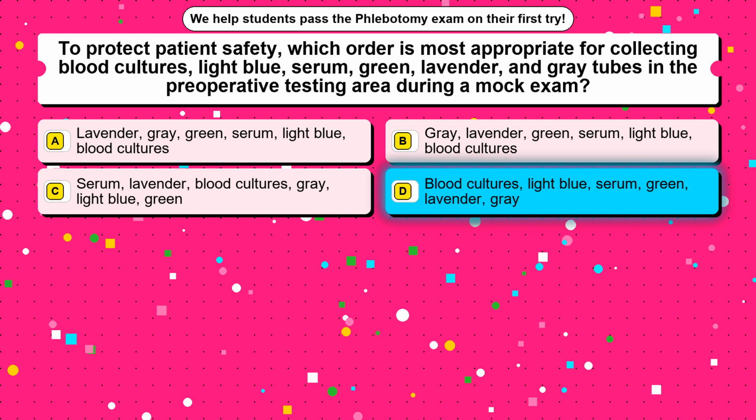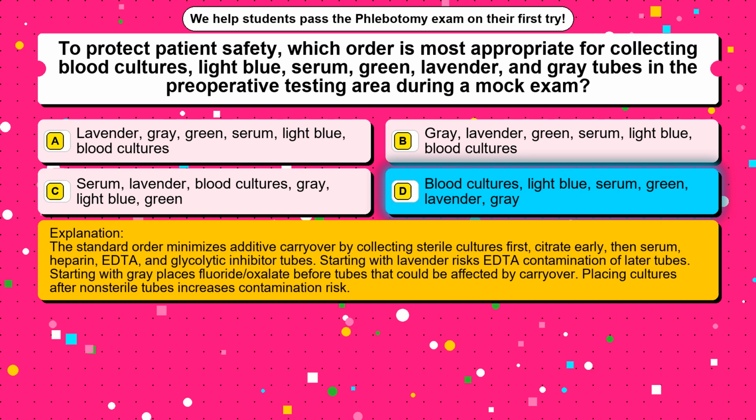The correct answer is option D. Blood cultures, light blue, serum, green, lavender, gray. The standard order minimizes additive carryover by collecting sterile cultures first, citrate early, then serum, heparin, EDTA, and glycolytic inhibitor tubes. Starting with lavender risks EDTA contamination of later tubes. Starting with gray places fluoride/oxalate before tubes that could be affected by carryover. Placing cultures after non-sterile tubes increases contamination risk.